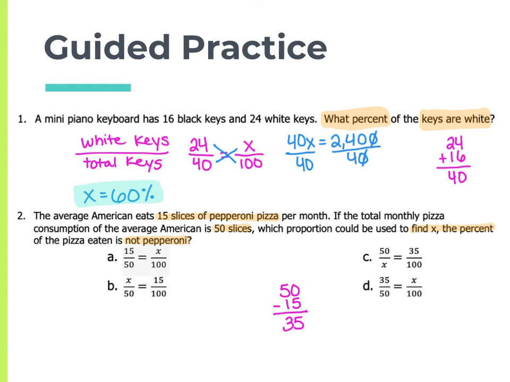For this question, we are just looking for which proportion is set up correctly. So I can eliminate answer choice A because 15 is written as the part. 15 is the amount of pepperoni pizza slices. We were looking for the amount of slices that were not pepperoni. We can eliminate answer choices B and C because we're looking for the percent, and there's already a percent written in the proportion.